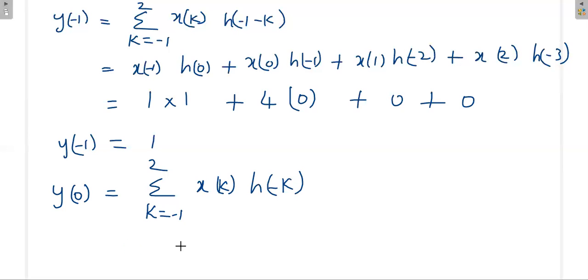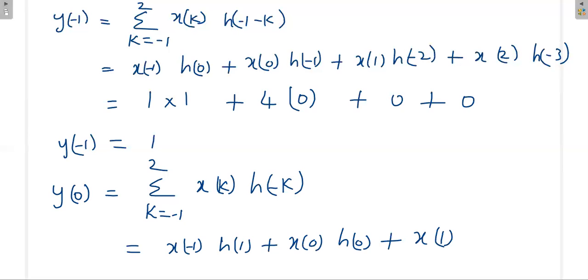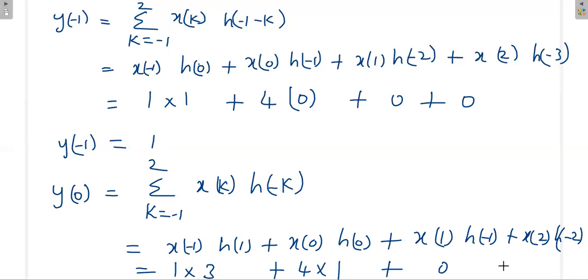Then we'll be getting x of -1, h of 1, x of 0, h of 0, x of +1, h of -1, x of +2, h of -2. In this case, you will be getting 1 multiplied with 3 plus 4 multiplied with 1. Again, remaining things 0, 0. Finally, you will be getting 7 as the answer.